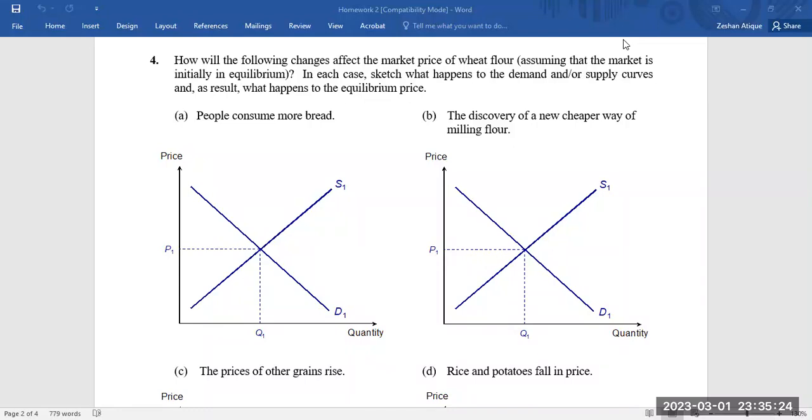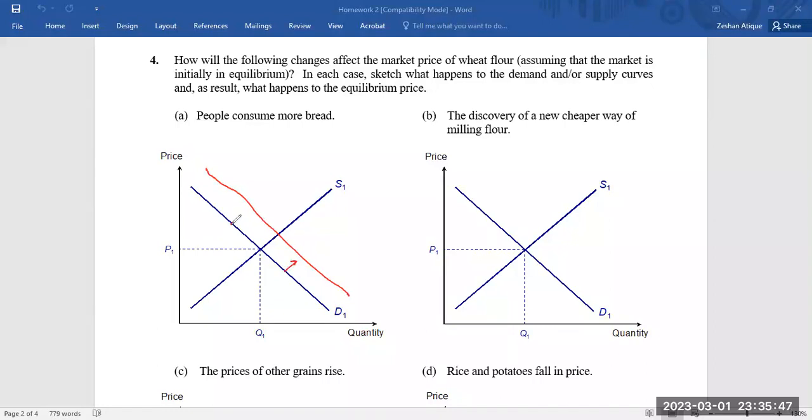Now, what happens if people consume more bread? If people consume more bread, it means the bakers make more bread. And when the bakers make more bread, they need more wheat flour. That requirement increases the demand for wheat flour. So what happens with the demand curve? The demand curve shifts rightwards.